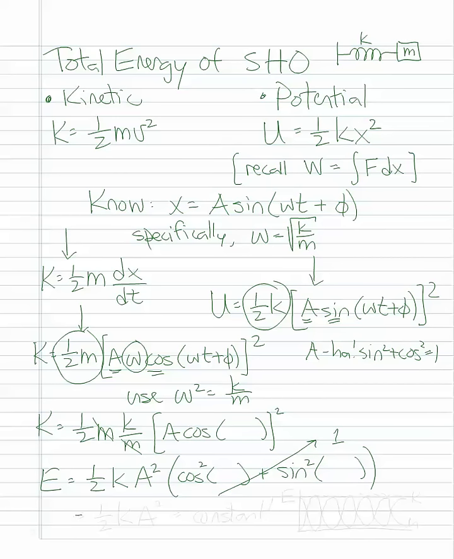So that means that the total energy is 1/2 k A squared. And that's a constant. So the total energy is the same, even though the potential and the kinetic energies are changing. The kinetic energy, if it starts with maximum displacement, is a cosine squared. This potential energy is a sine squared. But the sum of those things is just a constant. Okay, we're done.